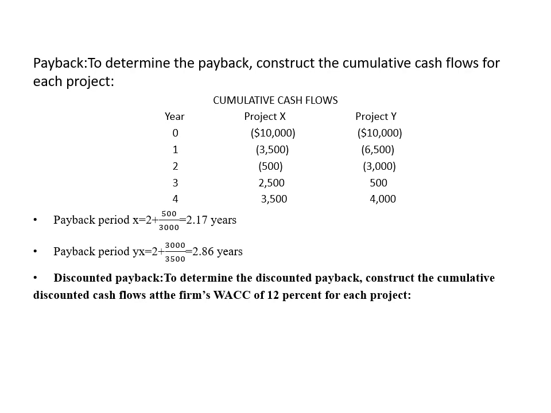The last negative value was at year 2. The last negative value, which is negative 500, was at year 2, which means the payback period for project X will be equal to 2.